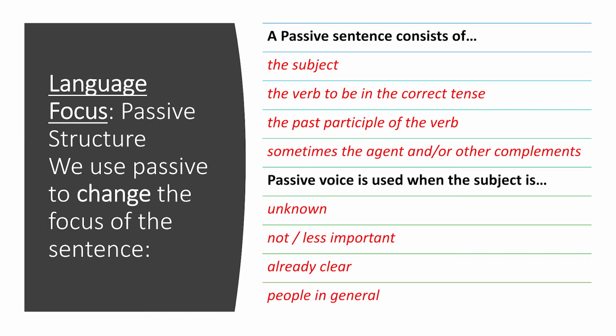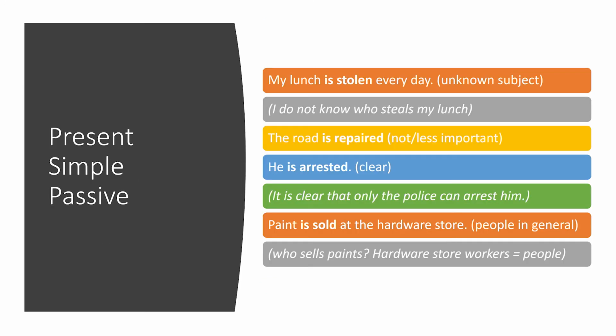A passive sentence consists of the subject, verb to be, that is, am, are, was, were, etc., and past participle of the verb. In other words, verb 3, like sell, sold, write, written, treat, treated, etc. Now, study this table.